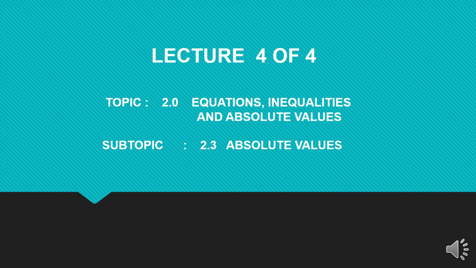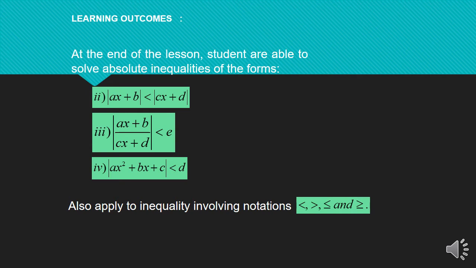So this is the last part of this chapter, which is we are going to finish the absolute values. Okay, the learning outcome for the first part will be at the end of the lesson students are able to solve absolute inequality of the form.